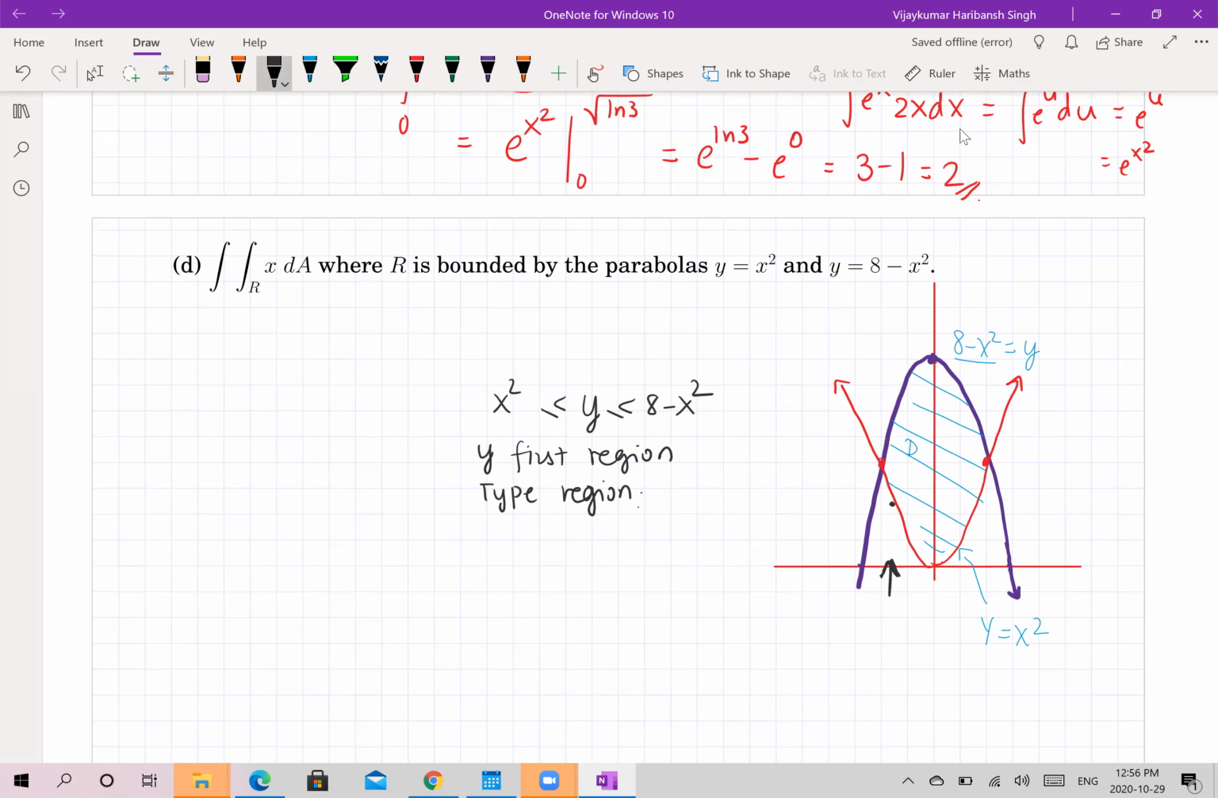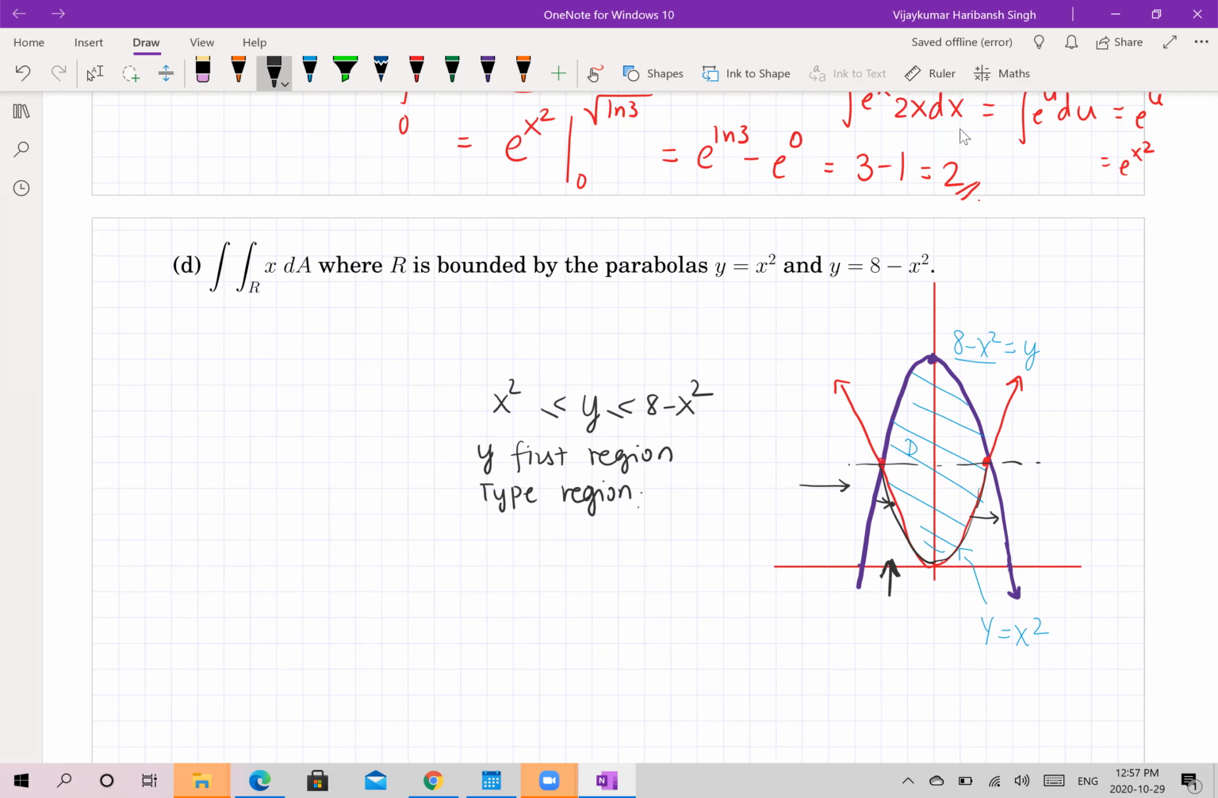The question one should ask is: is it also a type 2 region? So is your x changing between two functions? Let's look at x. I'll take an arrow in this direction. Since this part is not there, it will hit this curve first and come out of this curve. So for the bottom part, it is changing between this curve and this curve here.